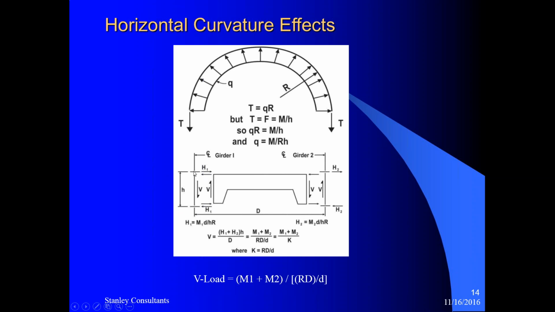In that manner, it could be shown that if you take the equilibrium of these horizontal forces H1 and H2 on the other side, you can calculate a relationship between the horizontal force and this vertical shear that is in addition to the other forces. This is the curvature effect, and this is usually known as V-load.